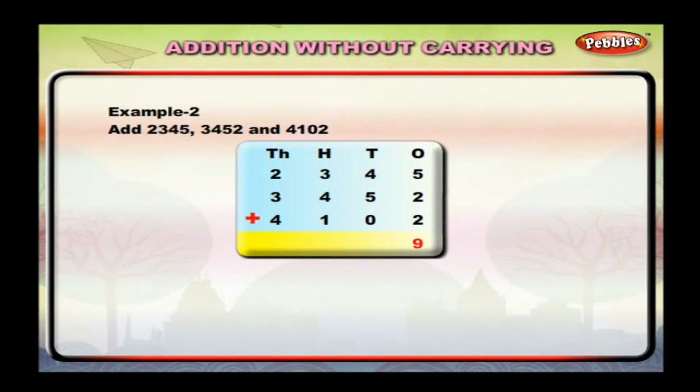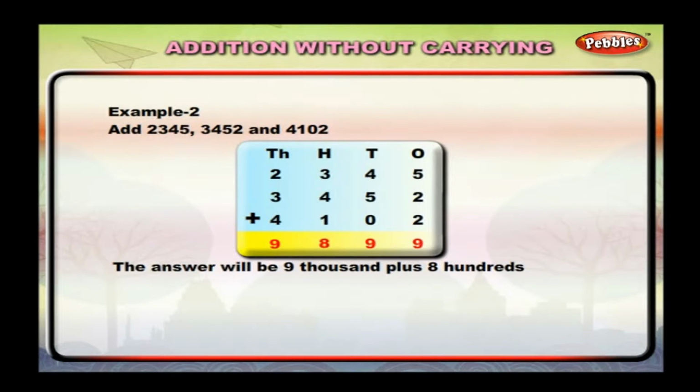4 tens plus 5 tens plus 0 tens is equal to 9 tens. 3 hundreds plus 4 hundreds plus 1 hundred is equal to 8 hundreds. 2 thousands plus 3 thousands plus 4 thousands is equal to 9 thousands. The answer will be 9,000 plus 8 hundreds plus 9 tens plus 9 ones.